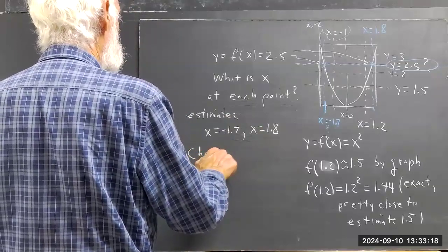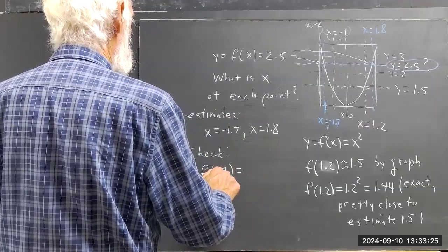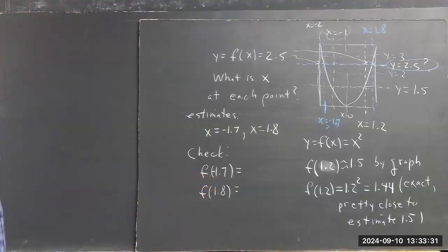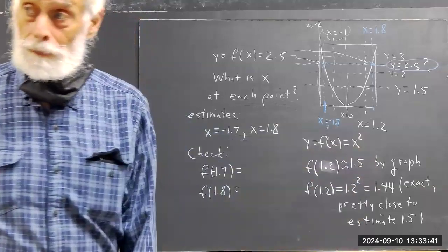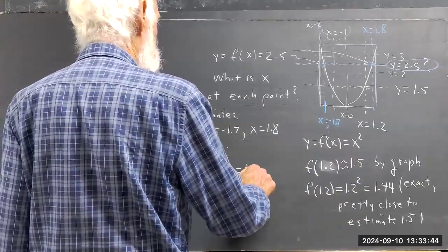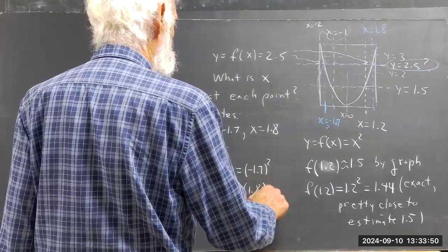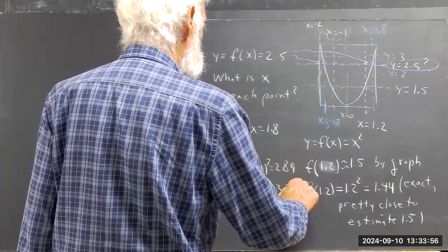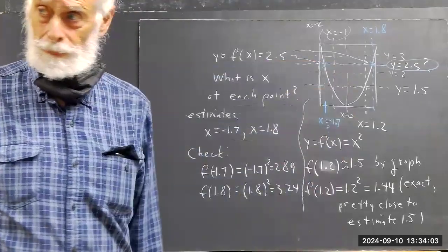Now we can check that. What's f of negative 1.7 equal? Well, you see f of negative 1.7, and you know that f of x is x squared. So f of negative 1.7 is negative 1.7 squared. And f of 1.8 is 1.8 squared. This is 2.89. This is 3.24. Not all that close to 2.5.